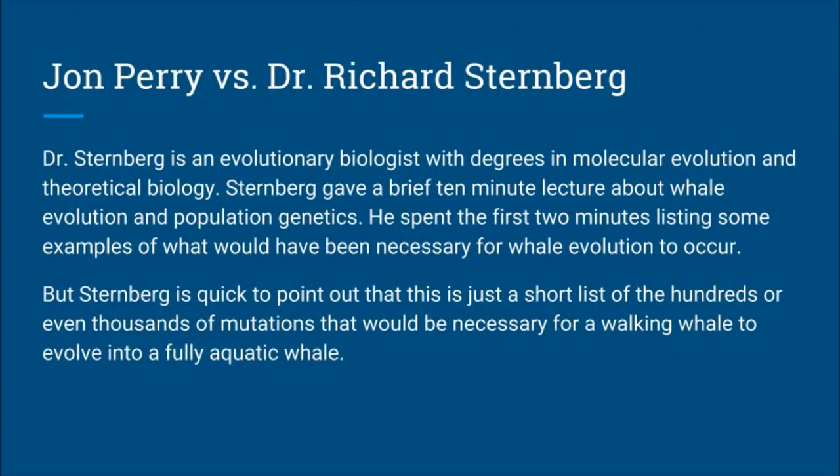Jon Perry versus Dr. Richard Sternberg. Dr. Sternberg is an evolutionary biologist with degrees in molecular evolution and theoretical biology. Sternberg gave a brief 10-minute lecture about whale evolution and population genetics. He spent the first 2 minutes listing some examples of what would have been necessary for whale evolution to occur. But Sternberg is quick to point out that this is just a short list of the hundreds or even thousands of mutations that would be necessary for a walking whale to evolve into a fully aquatic whale.